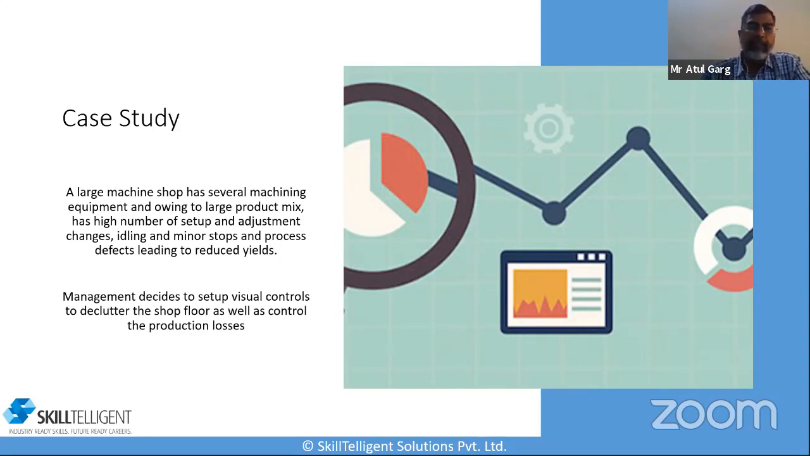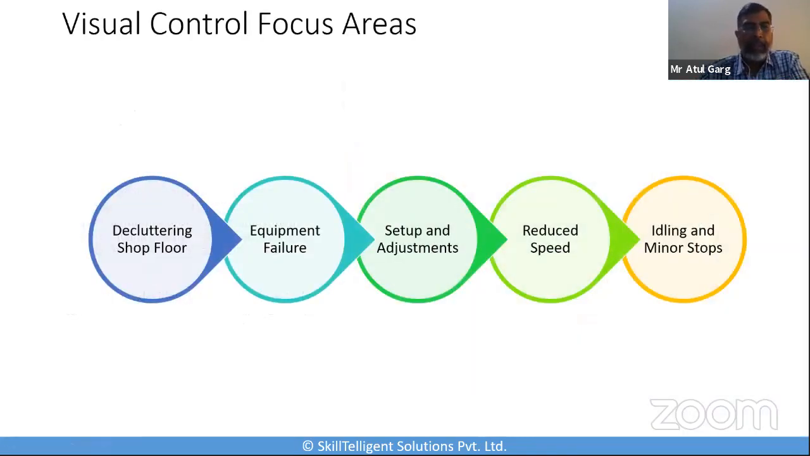There are also certain kinds of process defects, which lead to reduced yields. So management decides to set up visual controls ranging from machine-end lights to production control boards, area demarcation, zoning, floor marking, and material compartmentalization, so that they can declutter the shop floor as well as control the production losses. So that's the scenario we have run into.